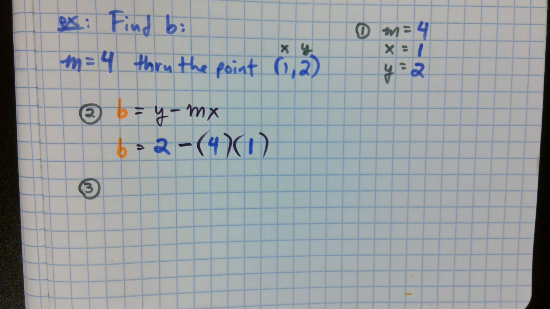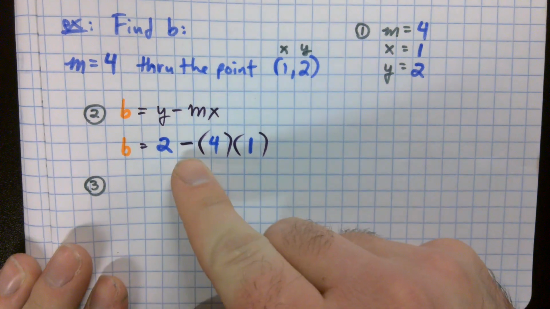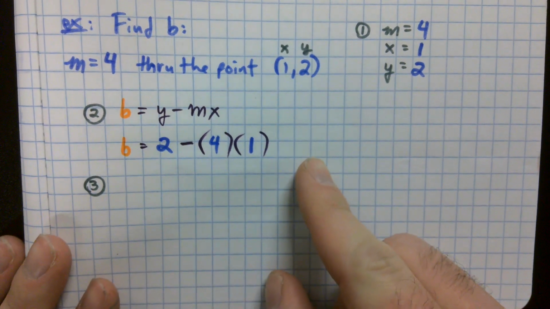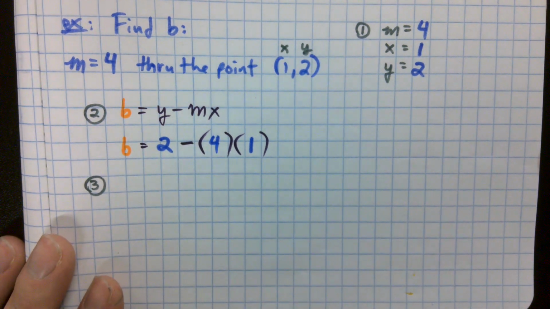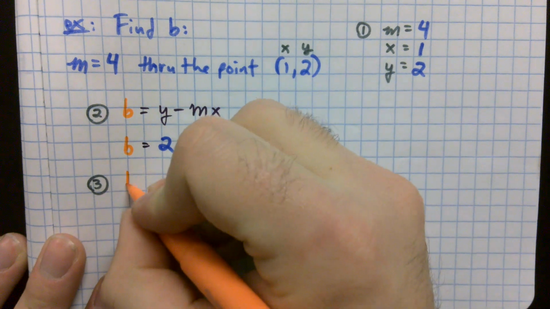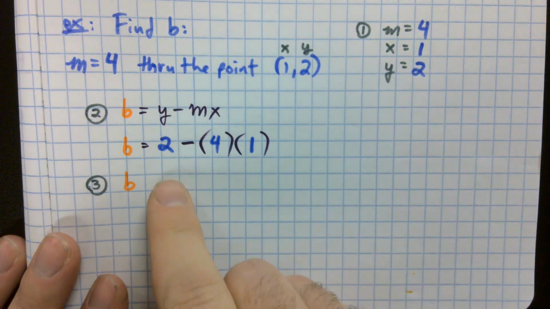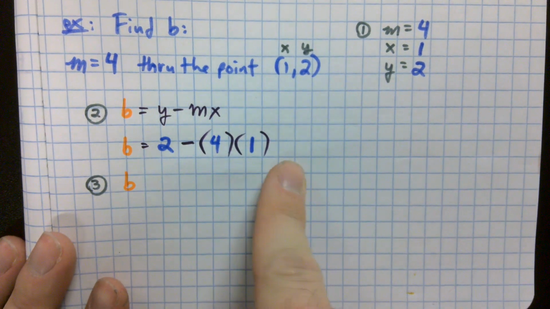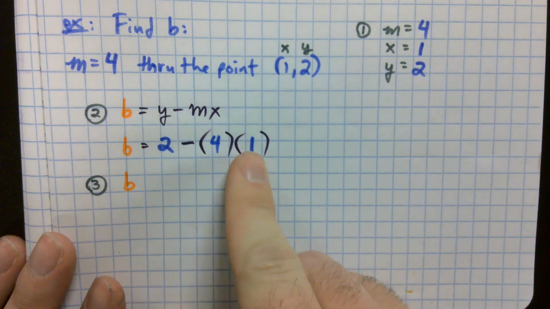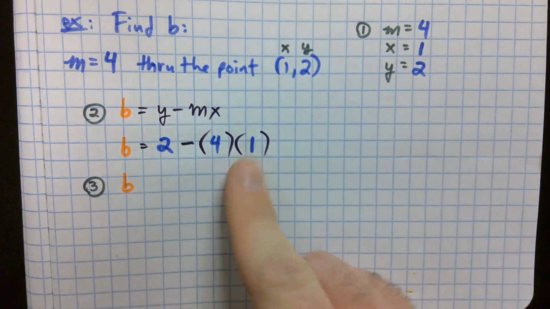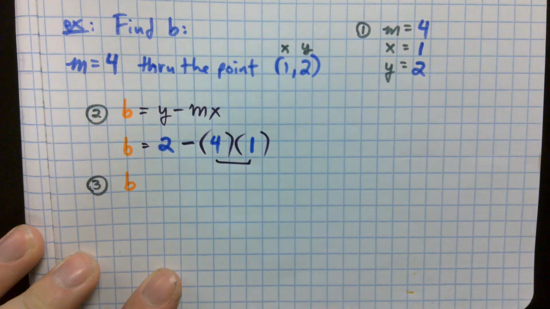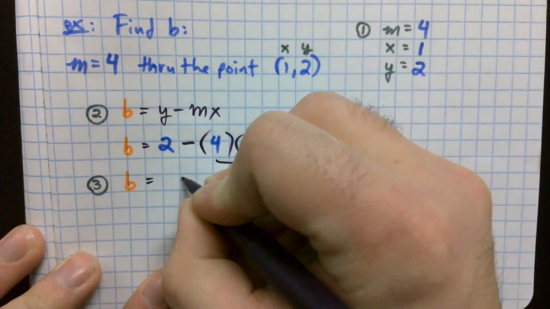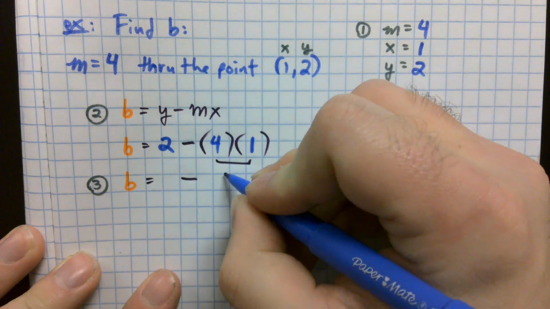Now step 3 is just simplifying the right side of the equation. So we've got 2 minus 4 times 1. Okay, now we got to think about PEMDAS here. What's the first piece of this that we want to solve? Are we going to do 2 minus 4 first, or are we going to do 4 times 1 first? 4 times 1. The M in PEMDAS stands for multiply. So we're going to do that first. What is 4 times 1 equal to? 4.